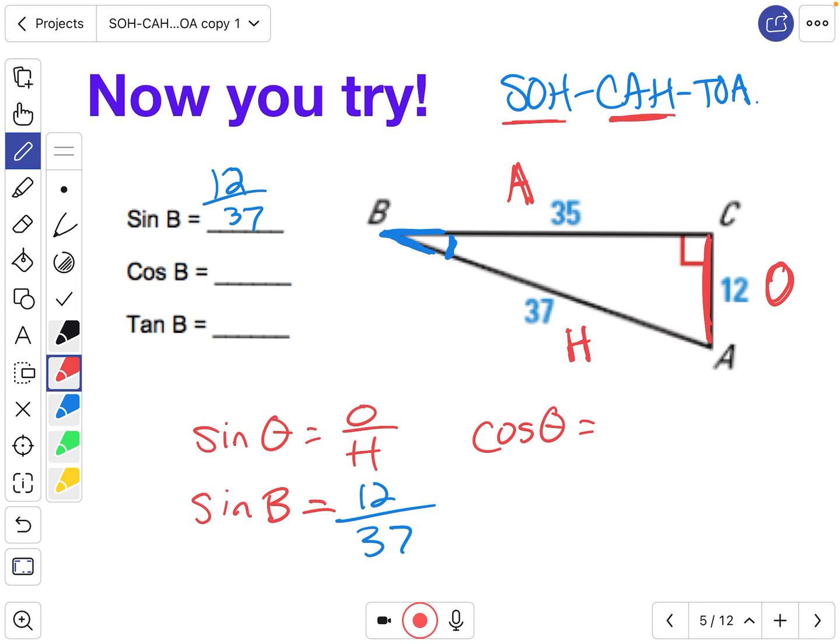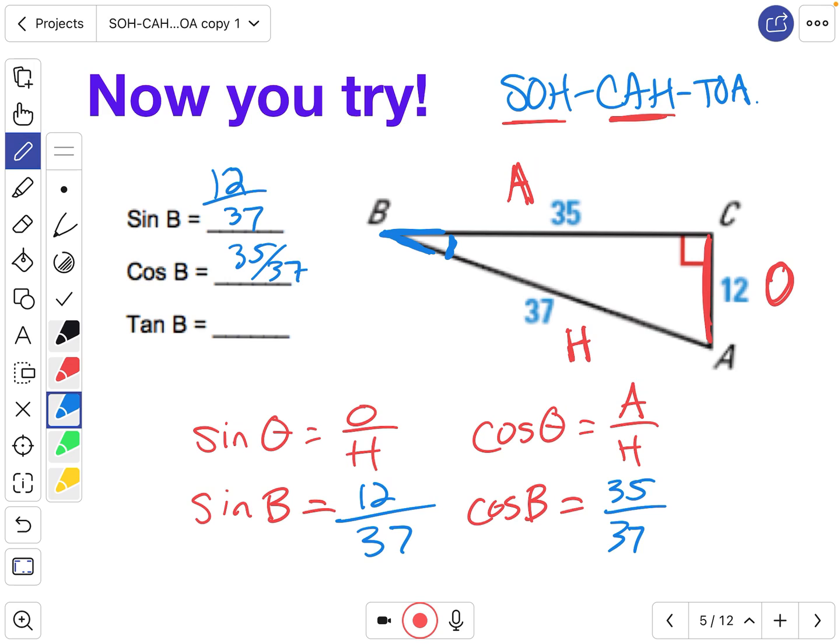Cosine of any angle, if you look at SOH CAH TOA, that's the adjacent over hypotenuse there. So that's A over H. So in our case, the cosine of B is going to be the length 35 there over the hypotenuse, which is 37. Again, we cannot reduce. So 35 over 37 is our final answer there.